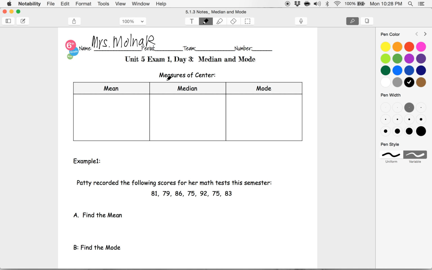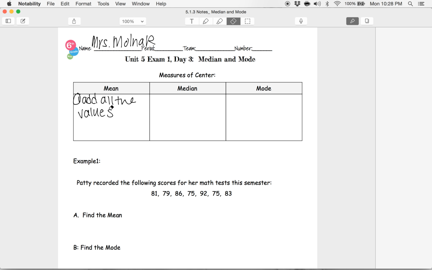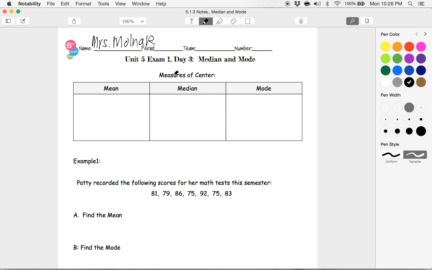So mean, we talked about yesterday, and mean is when we first add all the values. Okay, so we're going to add all the values. I'm going to rewrite that so that it's a little bit easier for us to read. So I'll pick up my pen again and say add all values. And then second, divide by how many values. All right, so that is how we find the mean.